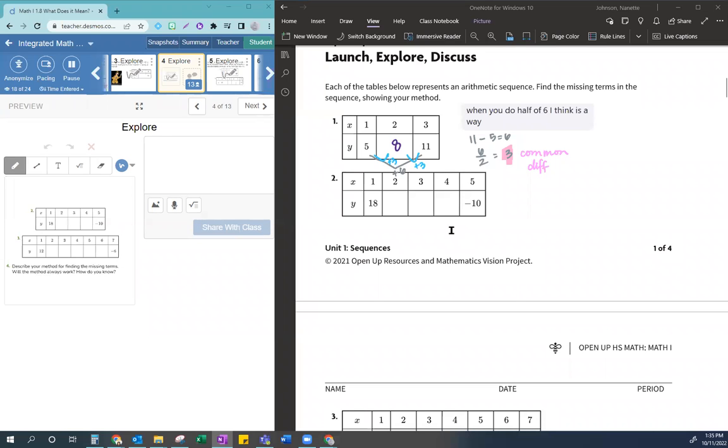Okay, so with number 2, you're still going to do the same thing. Now you can start guessing numbers if you want. And so the biggest thing that I noticed from 18 to -10 is it goes down. So I'm not going to be adding. In order for me to get to -10, I'm going to have to subtract, right?